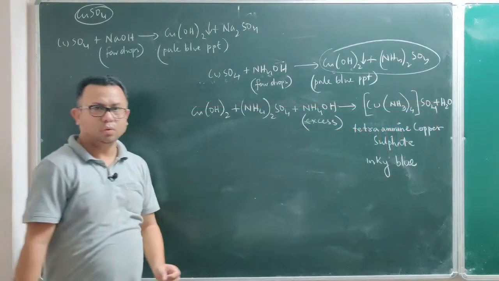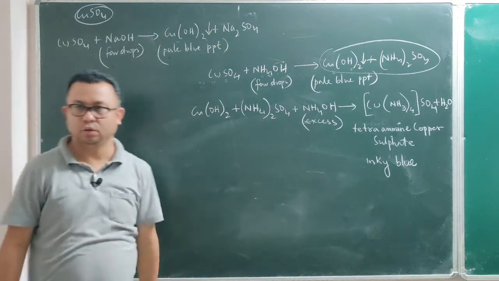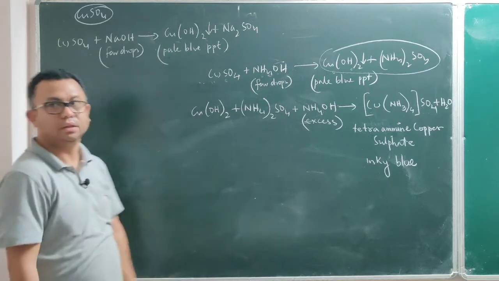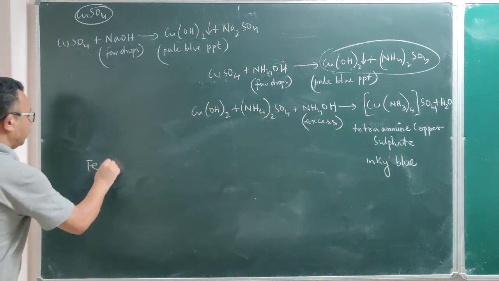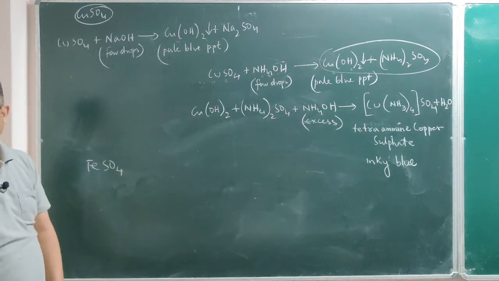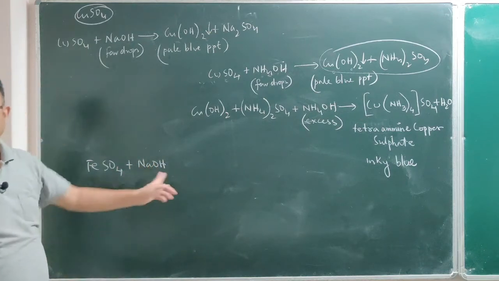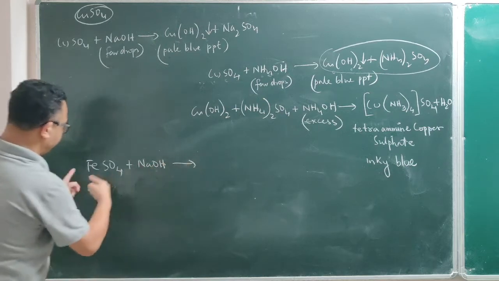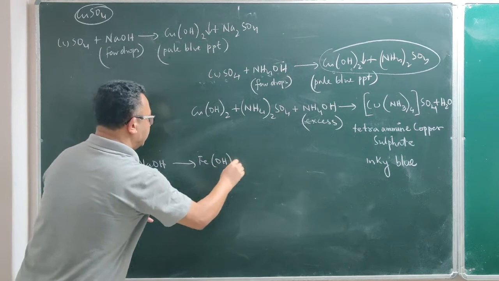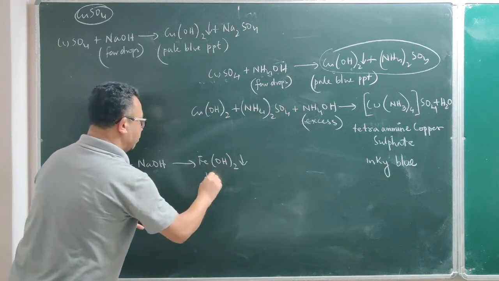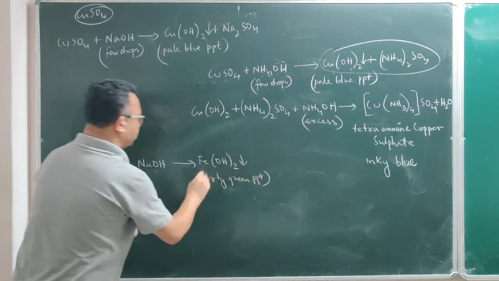Now let me show you one more, iron. There are two kinds: one is dirty green, and the other is reddish brown. Let me show you here. Let's suppose you are given one iron salt, ferrous sulphate. To this ferrous sulphate, when you add a few drops of sodium hydroxide, an exchange will take place. Ferrous will join with hydroxide to give you ferrous hydroxide. This is the precipitate, which is dirty green. So a dirty green precipitate will come out here.